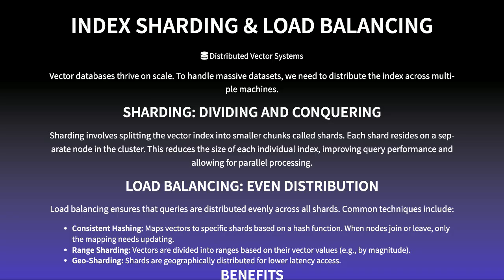Then, load balancing ensures that all the queries are spread out evenly across these shards, so no single shard gets overloaded and everyone's happy. We use techniques like consistent hashing to make this really efficient when we add or remove nodes from our system. Ultimately, sharding and load balancing are key to making vector databases powerful and scalable.